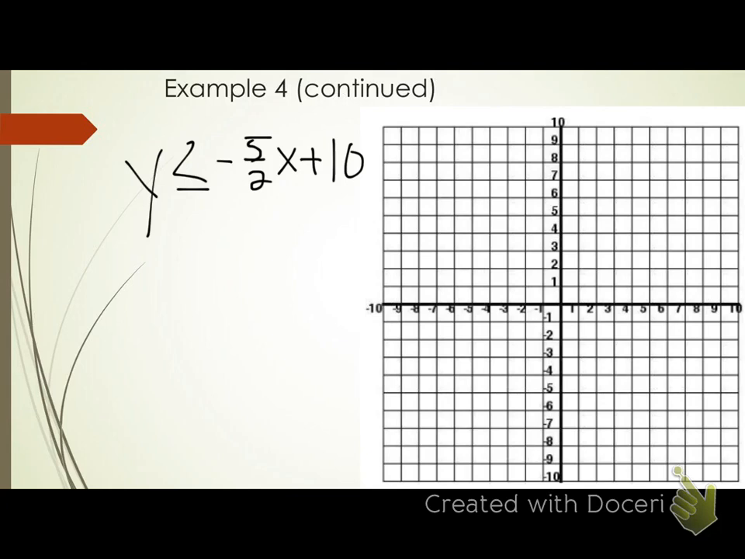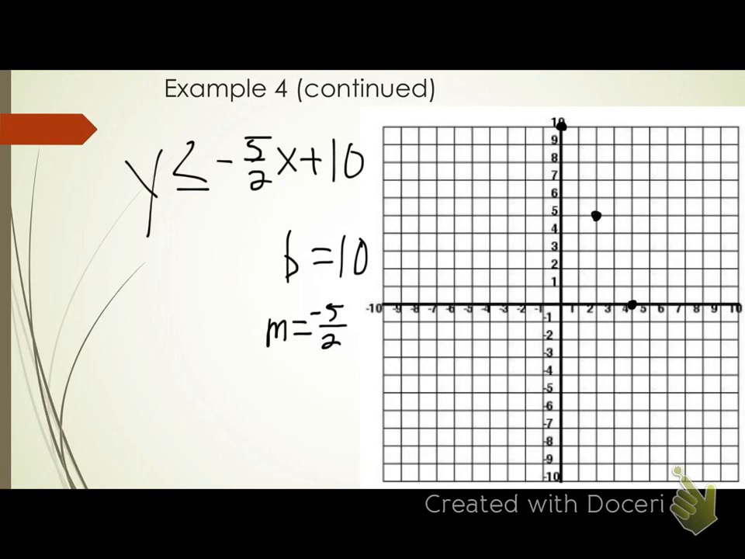Yep. Let's graph it. What's my y-intercept? 10. Slope is negative 5 over 2. So which two directions, how many units? Down 5, right 2 from my y-intercept. 1, 2, 3, 4, 5, 1, 2.